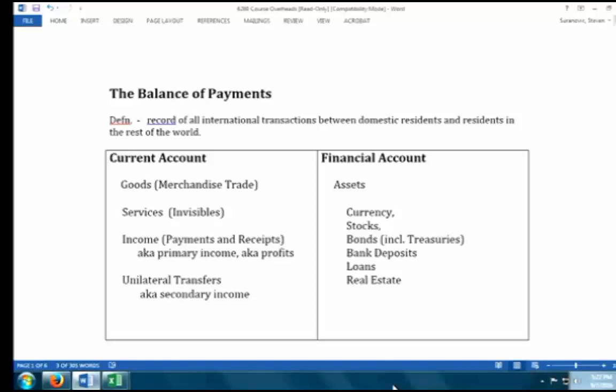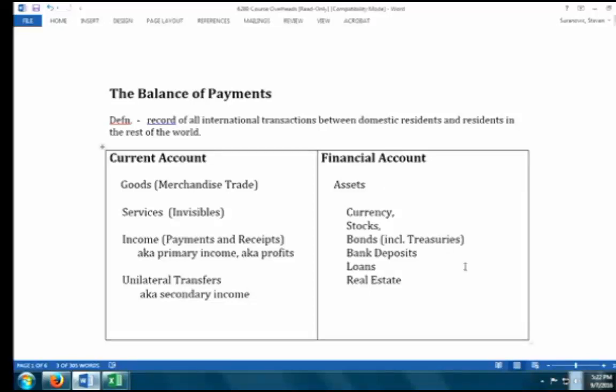Government promises to pay you back this much principal plus interest according to the terms identified in this particular contract. You now own this piece of paper. It's an asset that's redeemable for currency based on the terms of that particular contract. A foreigner is acquiring an asset. A U.S. resident or the government is acquiring money. It's an exchange of an asset for an asset. We would record that transaction on the financial account of the balance of payments.